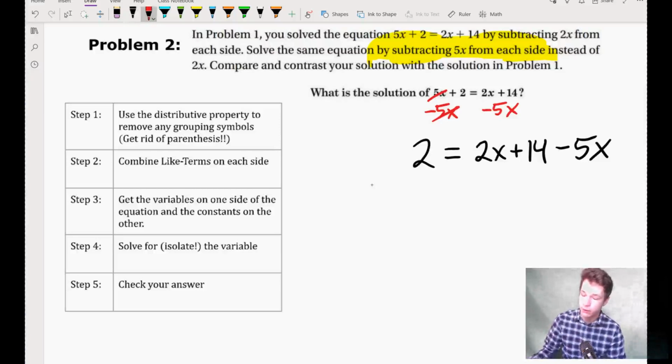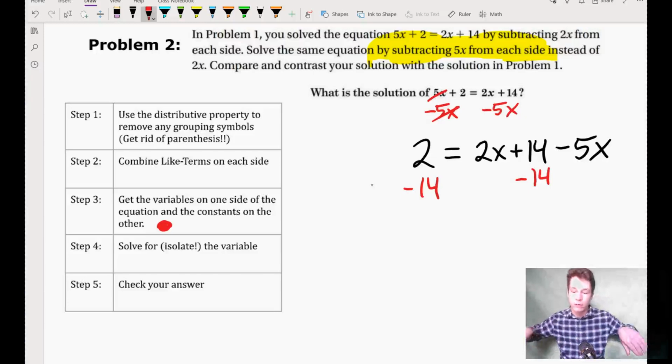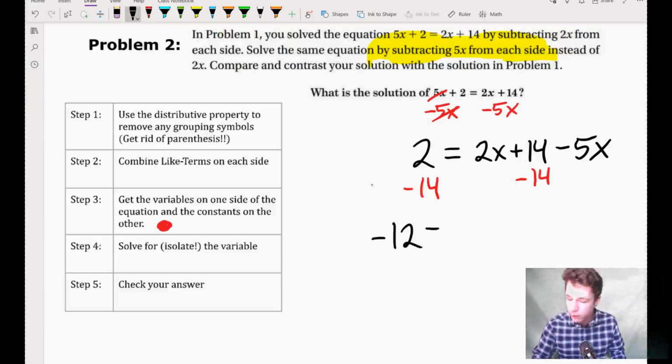Let's do it a little bit different than last time. Let's subtract a 14 from both sides. That way we can complete step 3, because I really want to complete step 3. So let's just move everything onto its own place. Okay, 2 minus 14 is negative 12 on the left side, and over here the 14s will cancel.